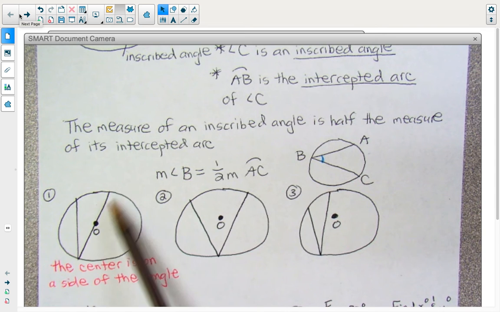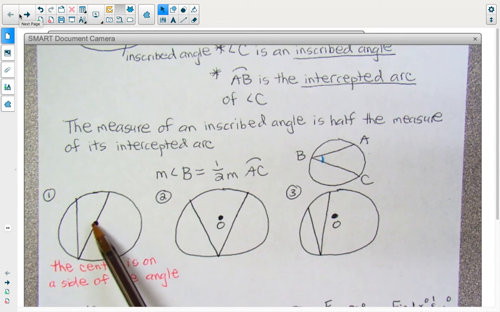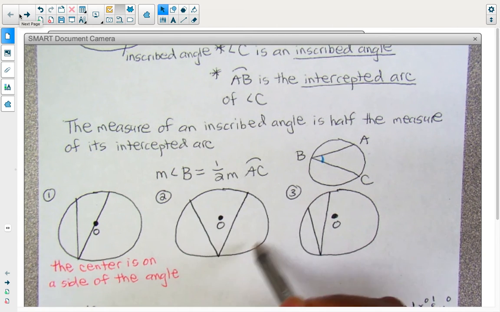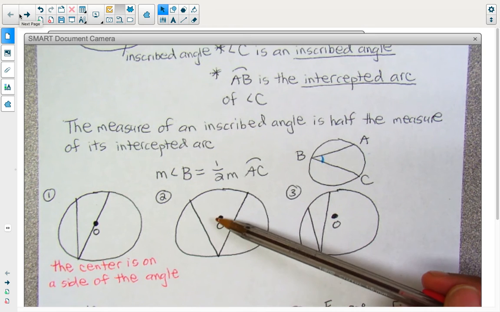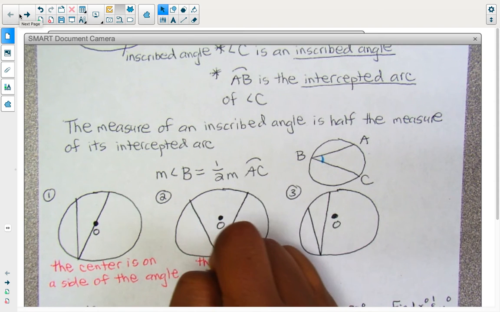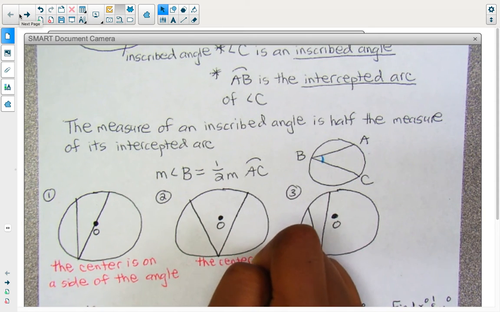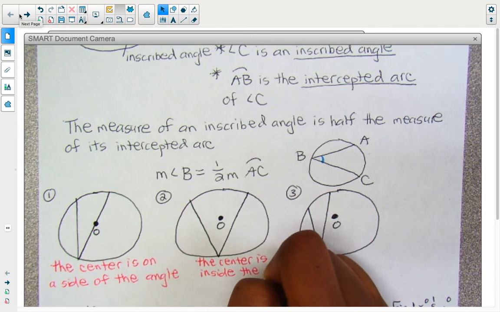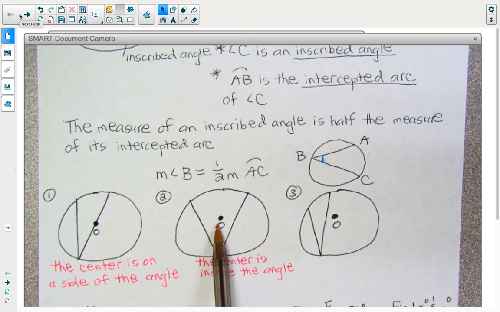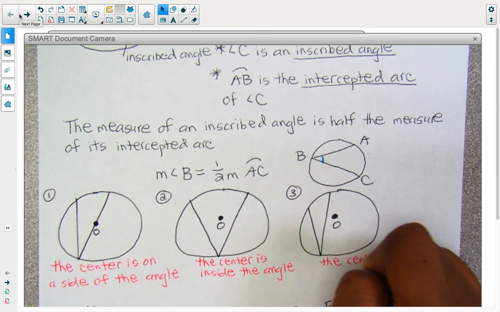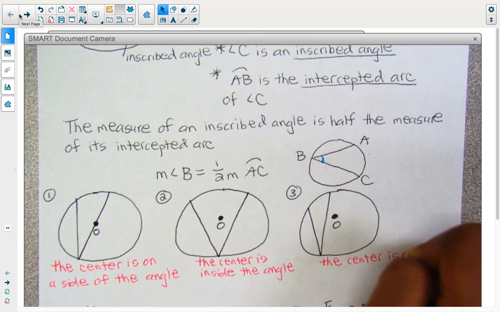So the inscribed angle can actually have a side that falls on the center of the circle. Next, say I'm looking at number 2. Notice I can say the center of the circle is inside of the angle. So the center is inside the angle. So if number 2 is inside the angle, then for number 3, the center is on the outside of the angle. The center is on the outside.